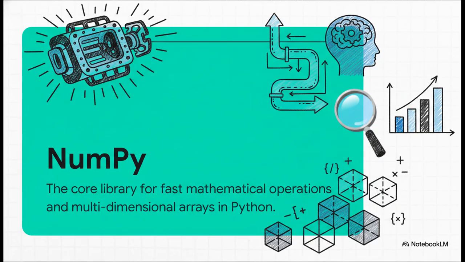So what is this powerhouse? Well, it's NumPy, which, you guessed it, stands for Numerical Python. Think of it as the core engine for any serious scientific computing or data analysis you're ever going to do in Python. It's what gives Python its number-crunching superpowers.